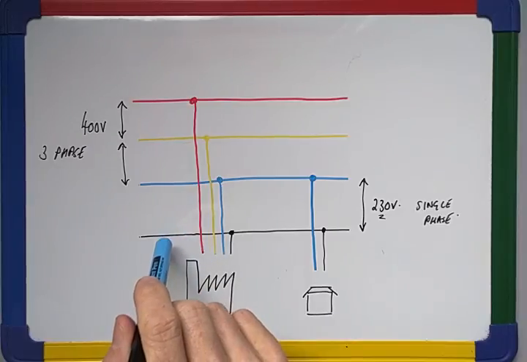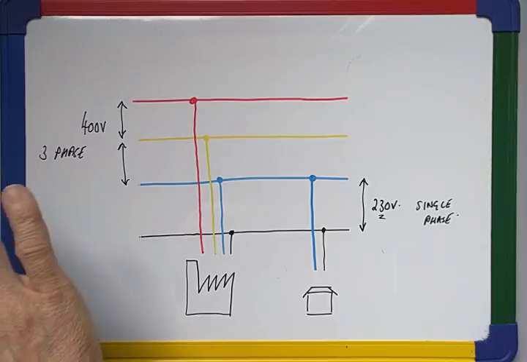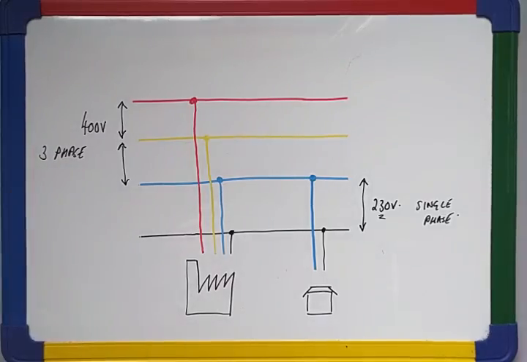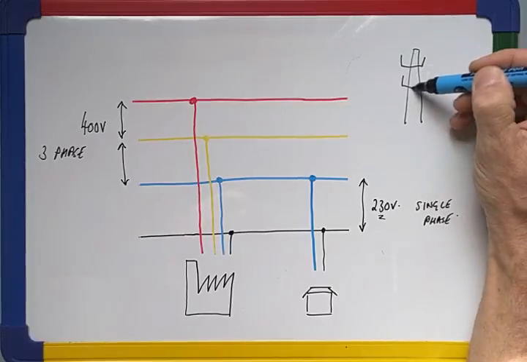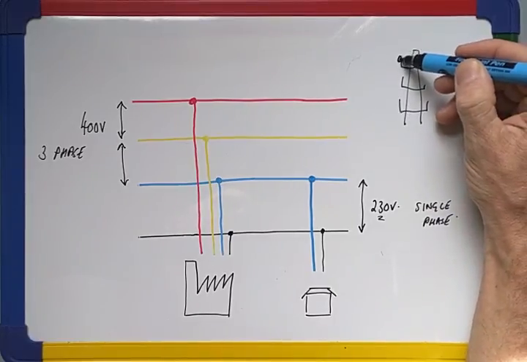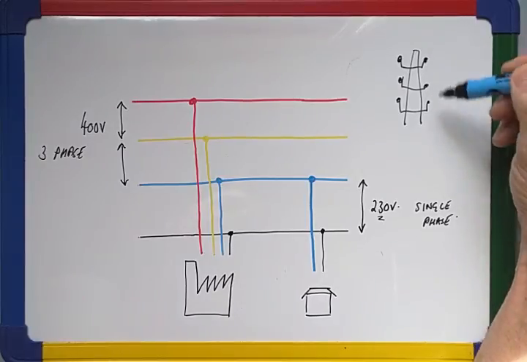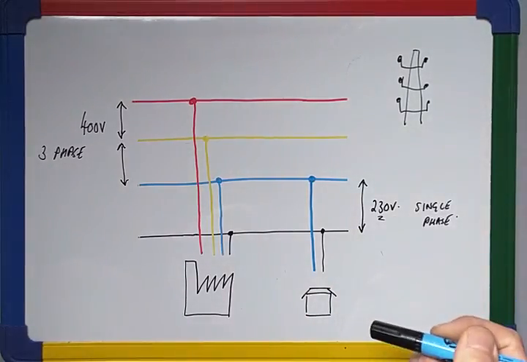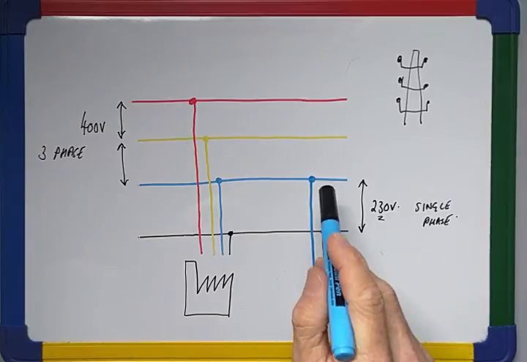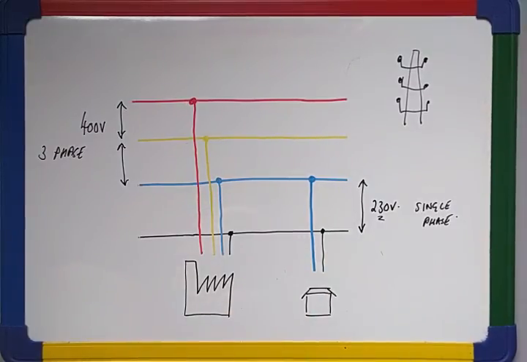3-phase is the norm. It's generated as 3-phase in the power station. It's transmitted across the country as 3-phase. That's the reason why when you look up at a pylon here, you see this sort of setup here with 3 conductors on each side. This is your red, yellow, blue, your 3 phases. So it goes all around the country as 3-phase. It's only at the very last step of distribution into your house where it becomes single phase, because you're only given 1 of the 3 phases into your home.